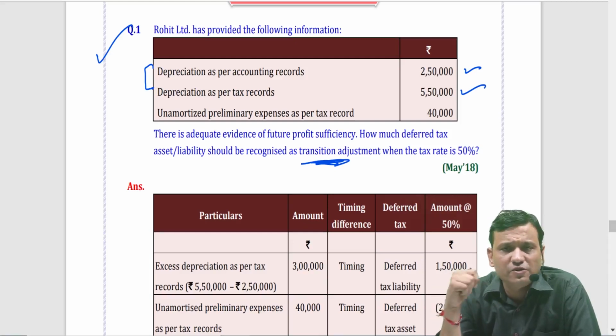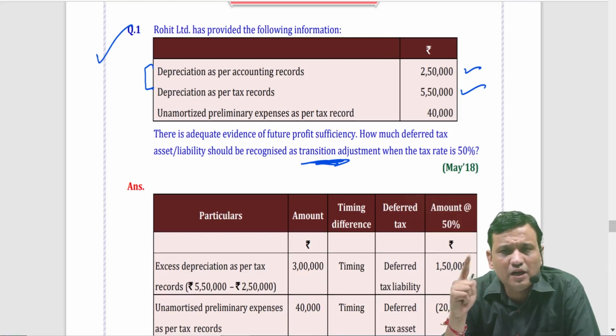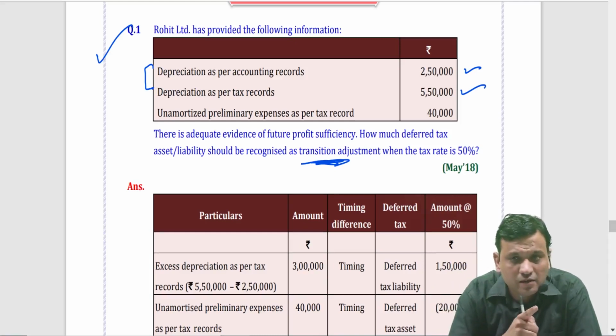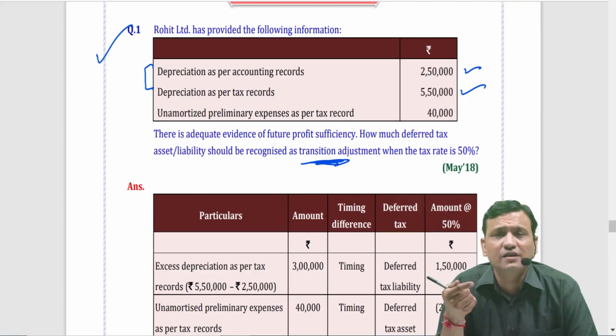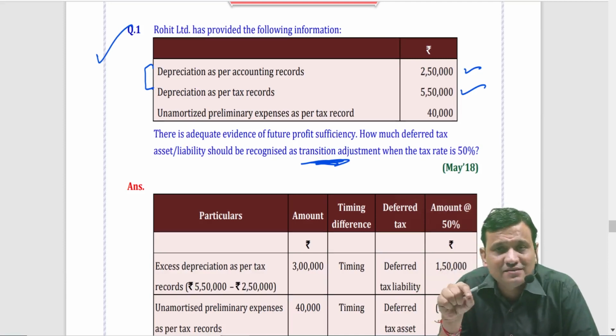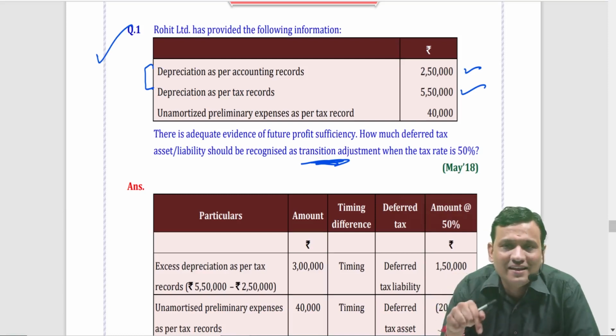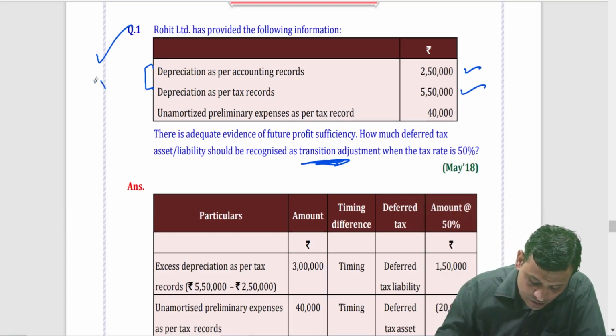As a result of this 3 lakhs, what will happen? My P&L of accounts is 250 debit. My P&L of tax is 550 debit. It means more expense under tax laws. So taxable income will be less. Less tax today. Today I will pay less tax, but in future I have to pay more tax. Don't you think this will lead to DTL?